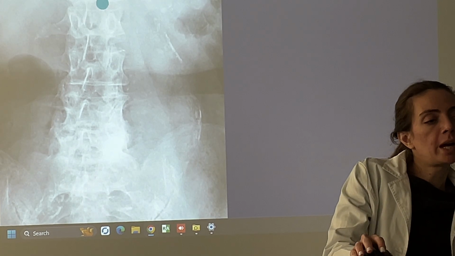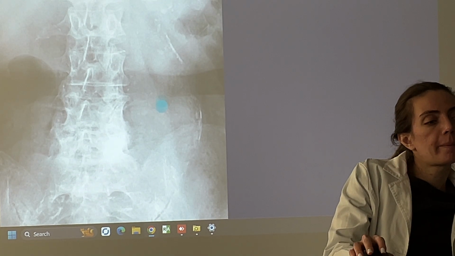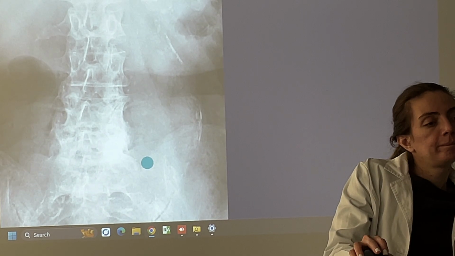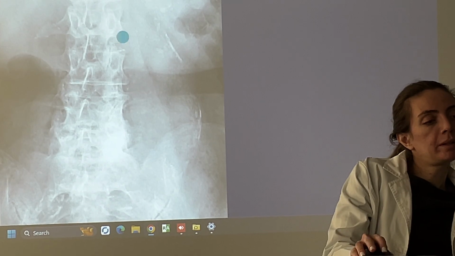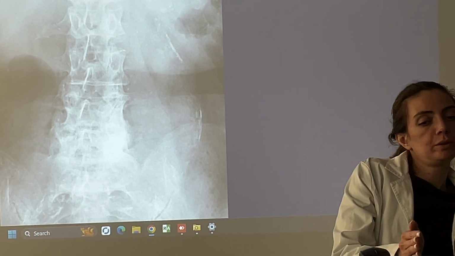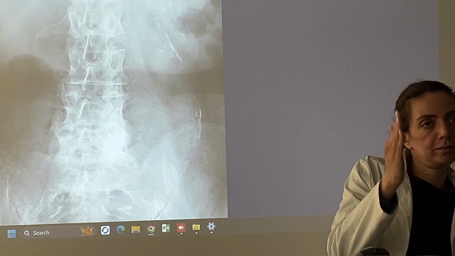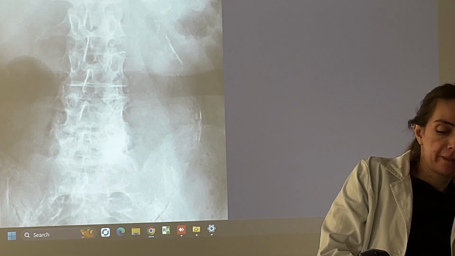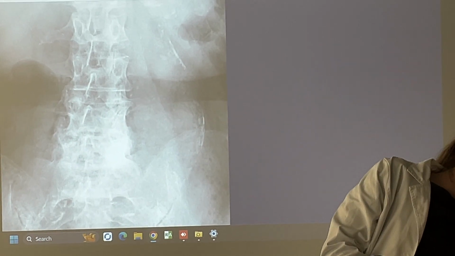What structures do we have here? Stomach. No, stomach should be on this side. Small intestine. Remember that the X-ray image is an overlapped image, so it's not just one slice. So kidney should be there, right? Pancreas.